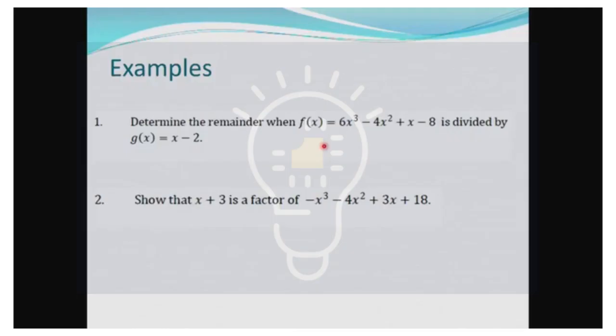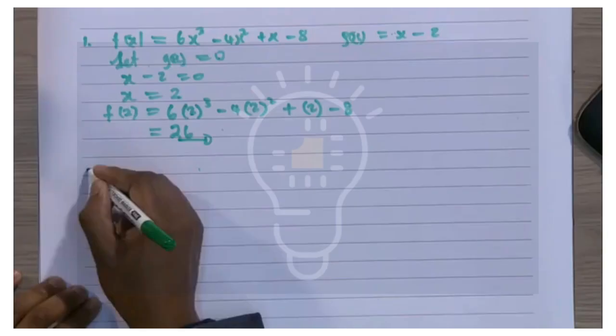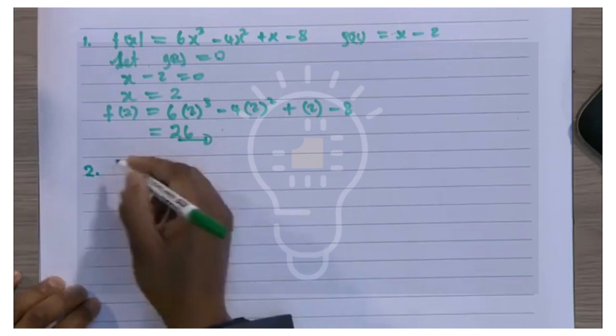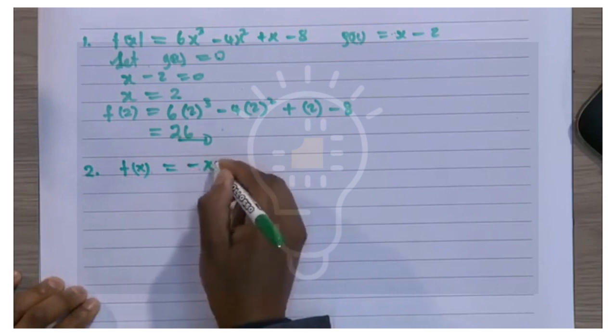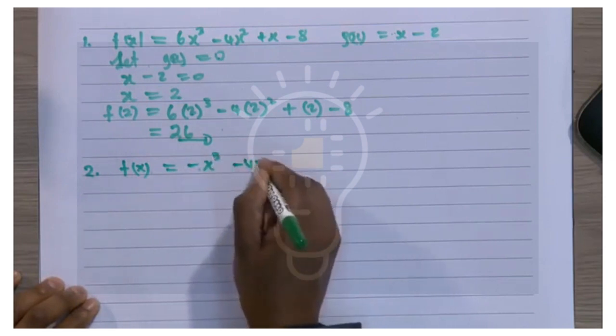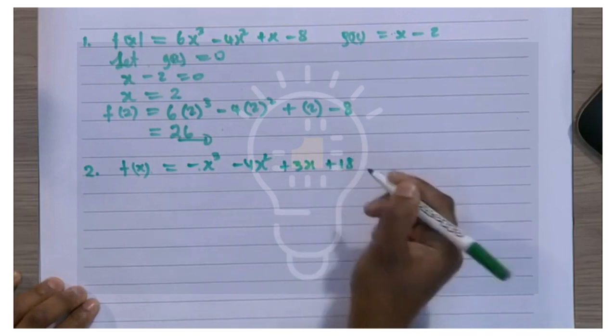Secondly, we're having this question there: show that x plus 3 is a factor of that polynomial. So our expectation, once they say that it is a factor, is that the remainder should be 0. Let's see if the remainder will be 0 in this situation. Let's give that expression a name. Let's say it's f of x. Our f of x this time is minus x cubed minus 4x squared plus 3x plus 18.